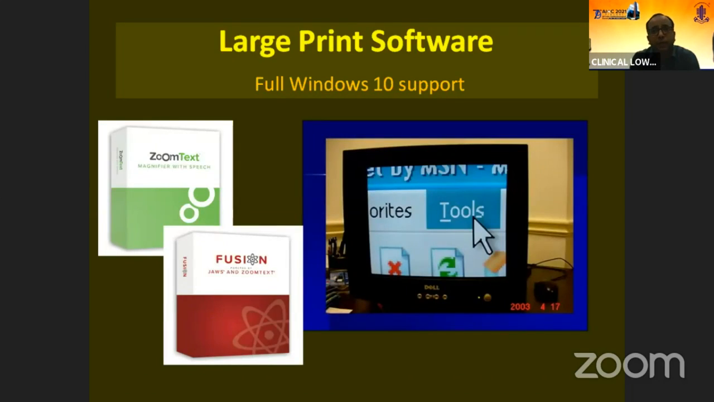We also have large print software like ZoomText and Fusion with JAWS, which helps us see the text images better. And there are other options in Microsoft Word and Excel which enlarge the image, and it helps patients with low vision tremendously.